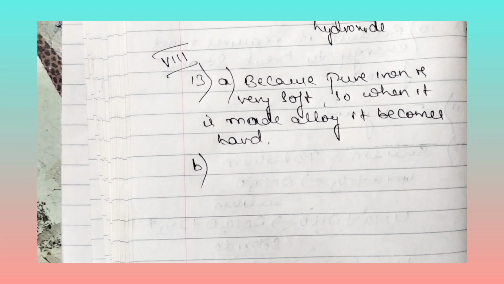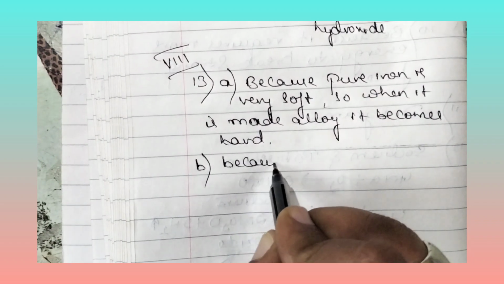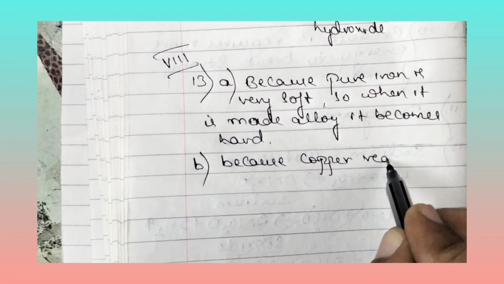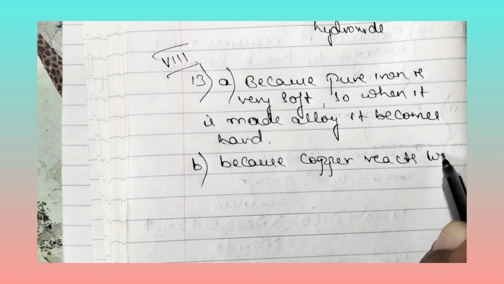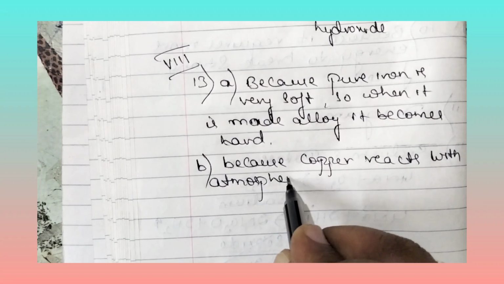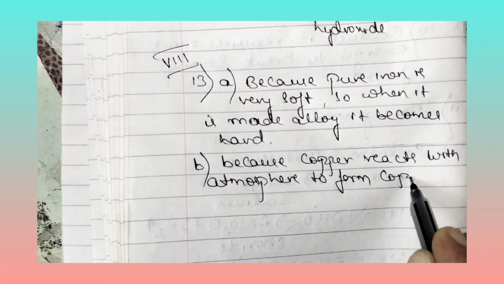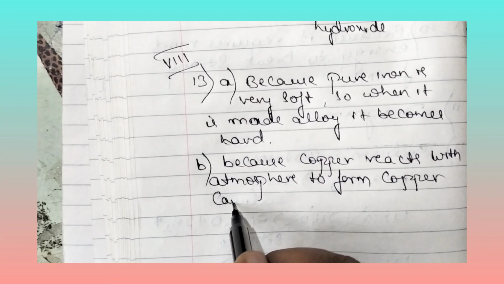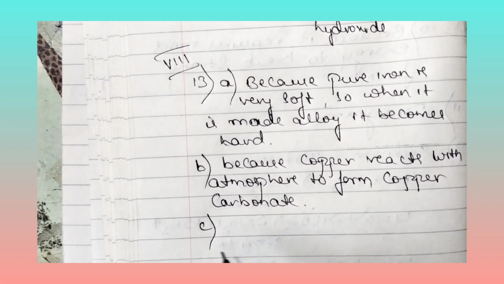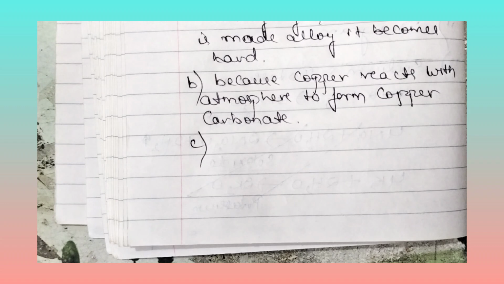Copper loses its brown layer gradually when exposed to air, because copper reacts with the atmosphere to form copper carbonate. So it loses its brownish color. On that copper we can see green patches.